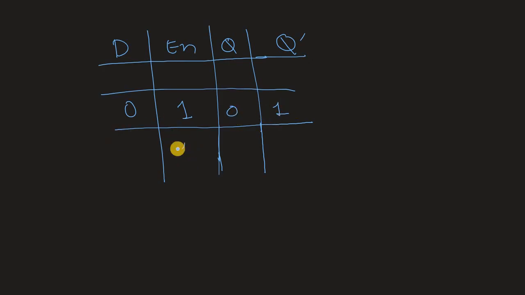And now if the enable is 1 and the D input is 1, since it depends on the D input, the output is 1 as well, right? And then the complement is 0. And then if the enable is 0, then we don't know the output of this one, since it's 0, it's going to hold the state in whatever it was previously in.